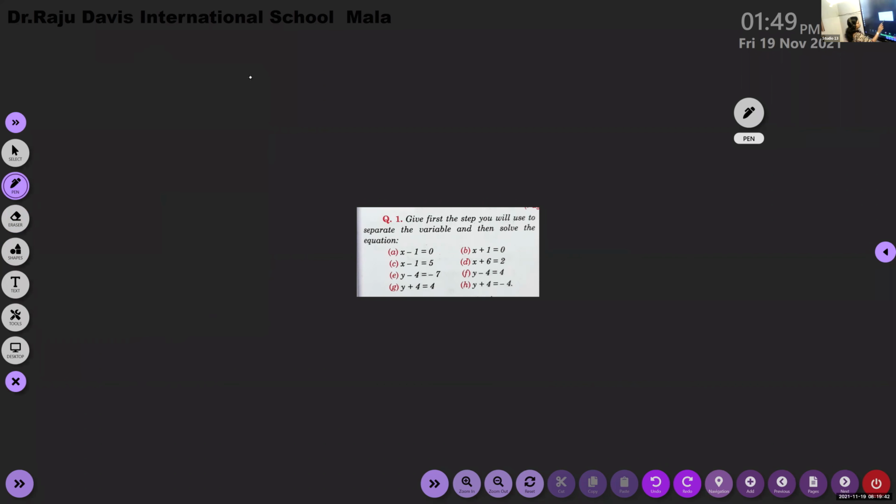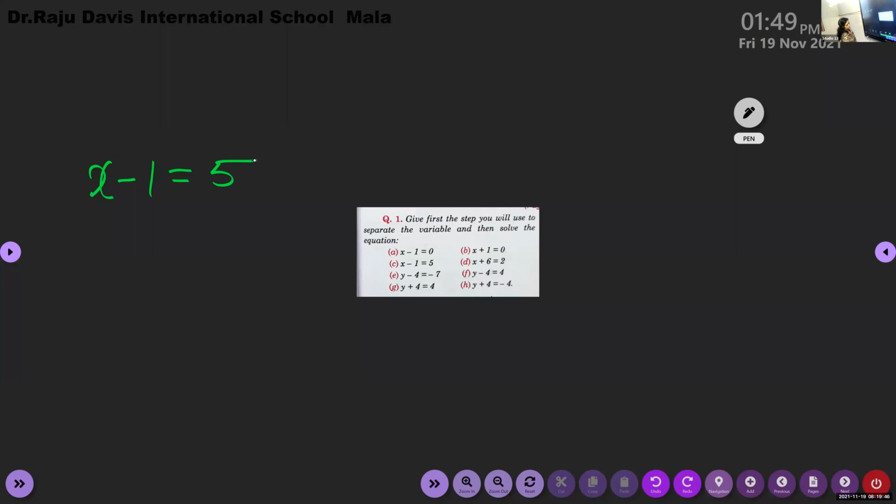Next, I'll give you x minus 1 is equal to 5. Sian Fatima, can you tell me how to do it? Yes, ma'am. x equals 5 plus 1. Yes, 5 plus 1. Very good. So what is x? 6. Good. So x is equal to 6. You got the answer.